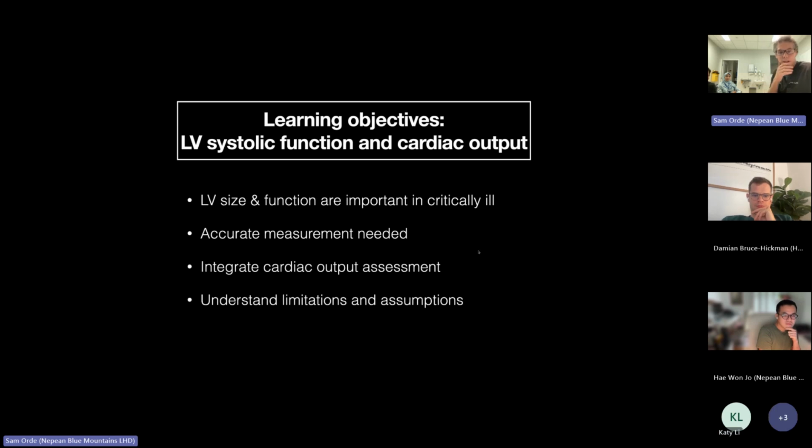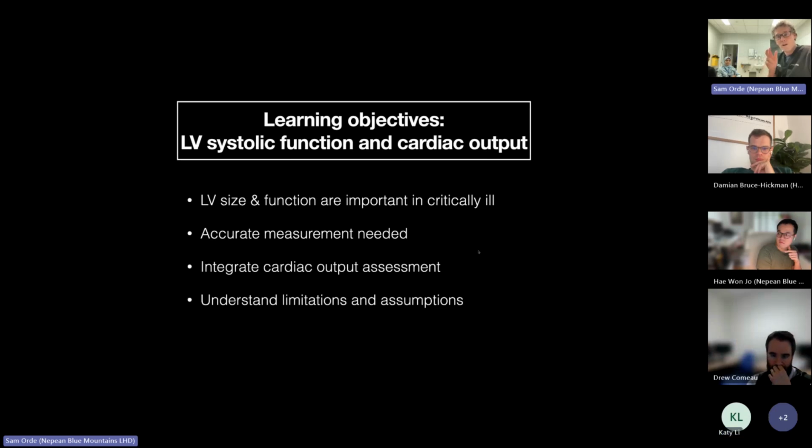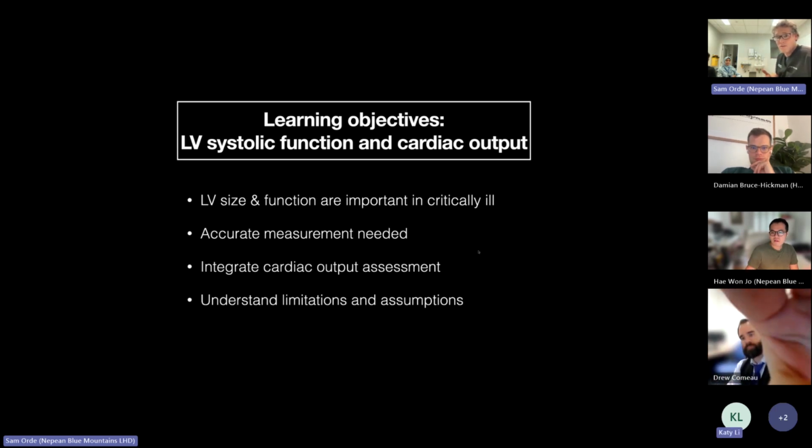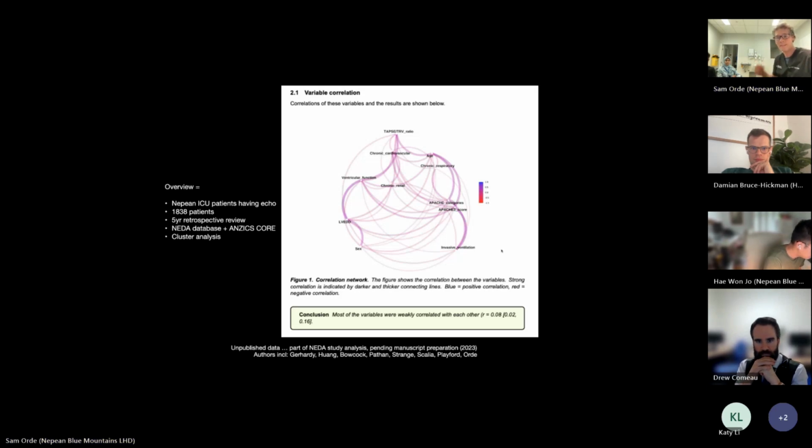We're going to talk about LV size and function assessment, particularly on how to accurately assess those. We're then going to talk about cardiac output assessment. And as we go through these, I'll try and give you an idea of when and how I use them and try and ask questions as we go. And please, as always, interrupt me.